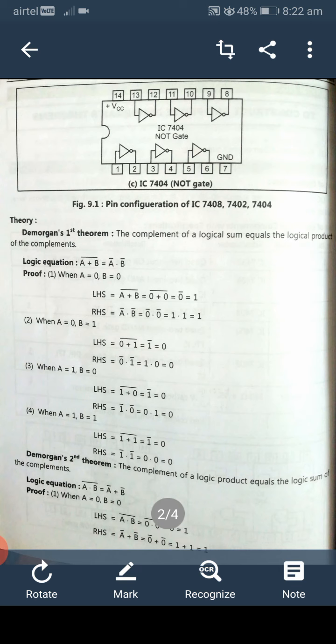The pin configuration of IC 7408, 7402 and 7404 is shown in the diagram given below. IC 7404. This IC is a NOT gate, meaning hex inverter IC. This IC is a 14 pin IC. Pin number 7 is ground, pin number 14 is the supply pin. Pin number 1 is the input of this NOT gate and pin number 2 is the output.